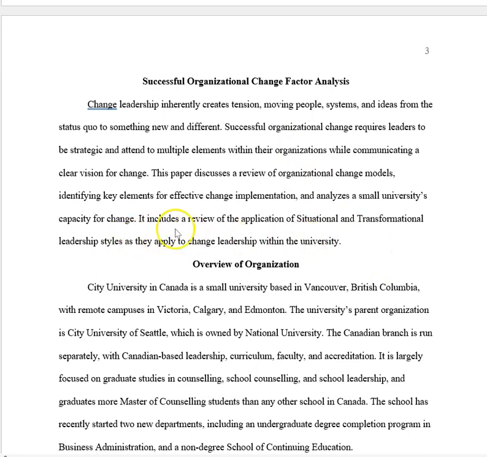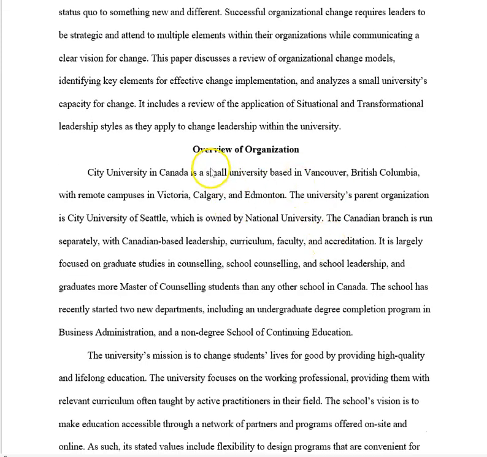And this author mentions that it discusses a small university's capacity for change, and it mentions that it uses situational and transformational leadership model. So remember, one of the things that was asked for was an overview of the organization. And so the author did that by mentioning this is the overview.